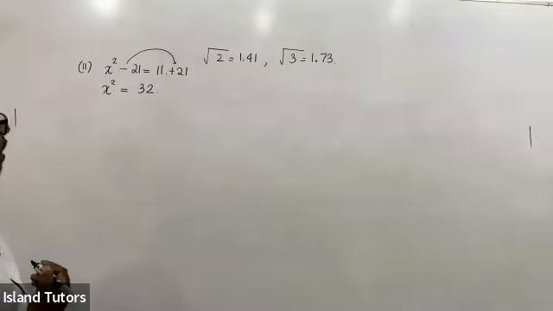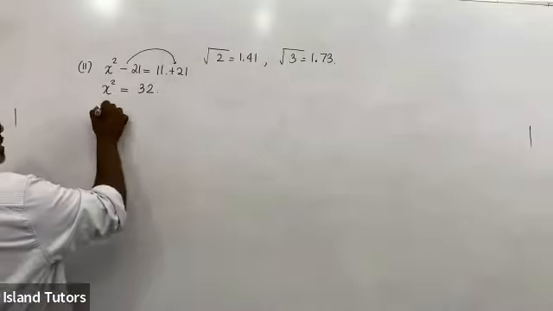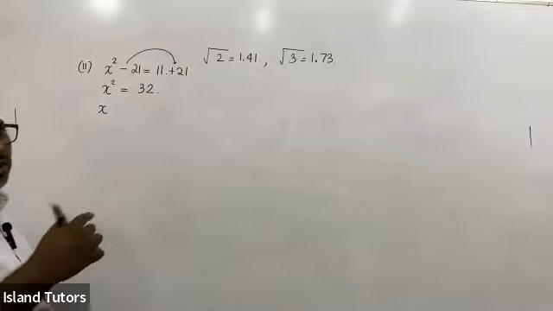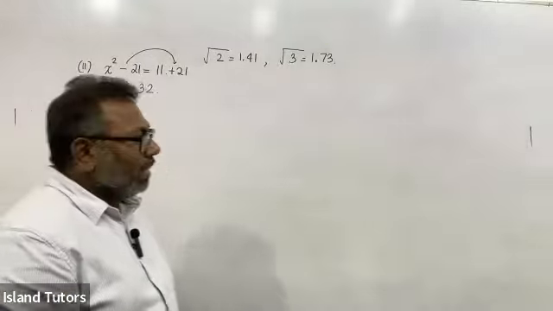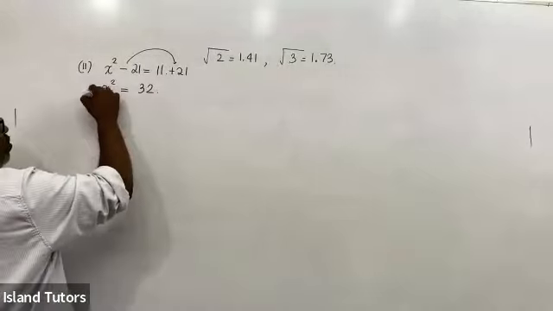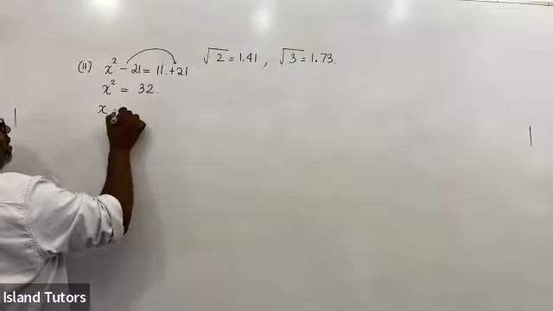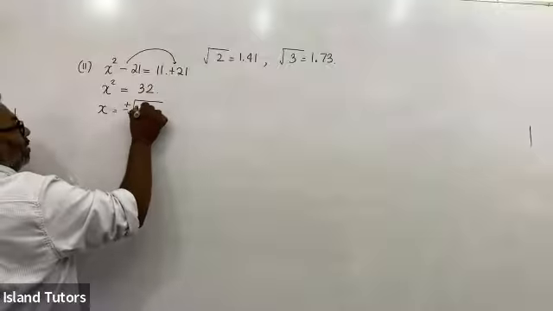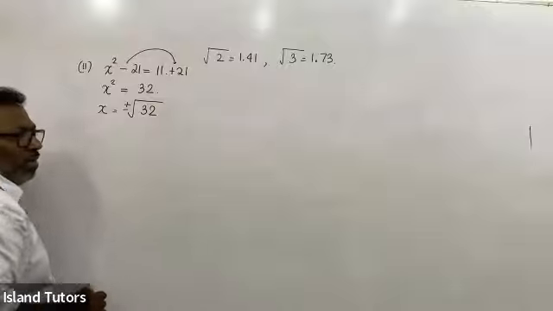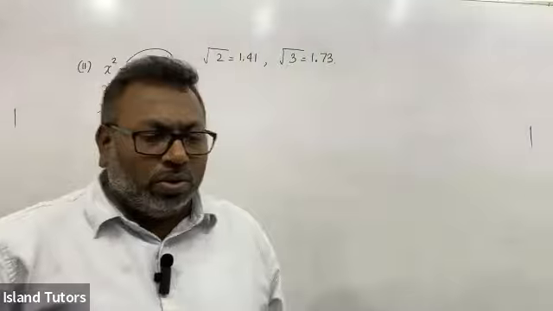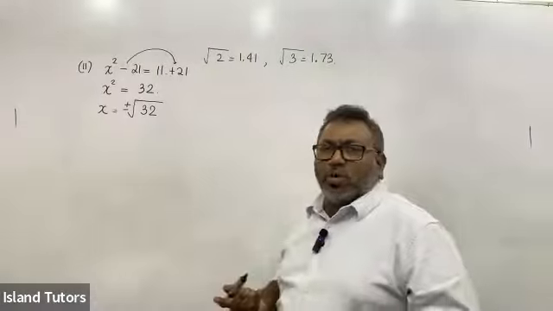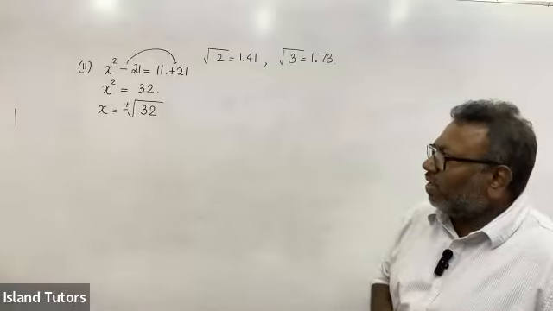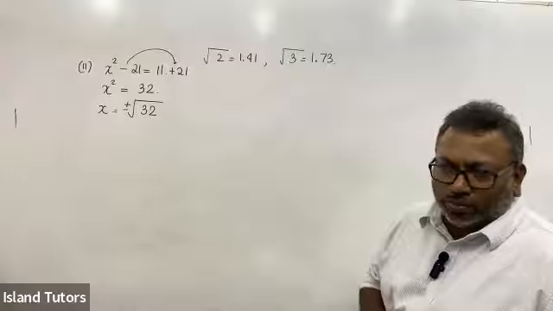And we want to find out what x is. In order to take the square out, we need to square root on both sides. So x is equal to plus or minus square root of 32. Now what is the square root of 32? Not a perfect square, no? Yes. So 32 is not a perfect square. How do you square root 32?